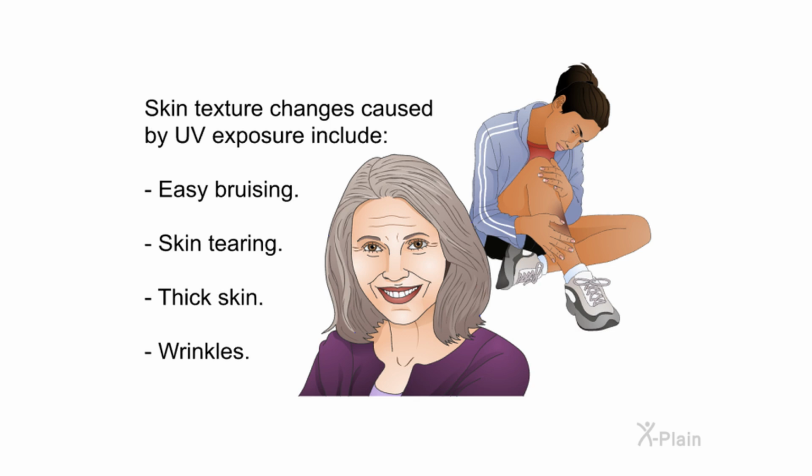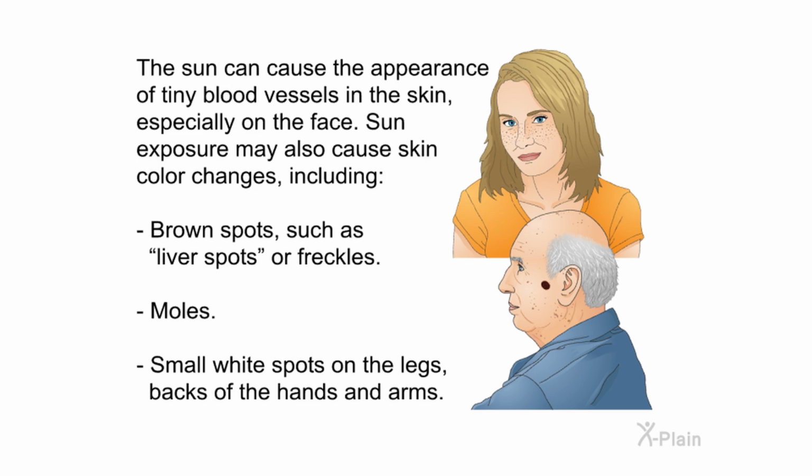Skin texture changes caused by UV exposure include easy bruising, skin tearing, thick skin, wrinkles. The sun can cause the appearance of tiny blood vessels in the skin, especially on the face. Sun exposure may also cause skin color changes, including brown spots, such as liver spots or freckles, moles, small white spots on the legs, backs of the hands, and arms.